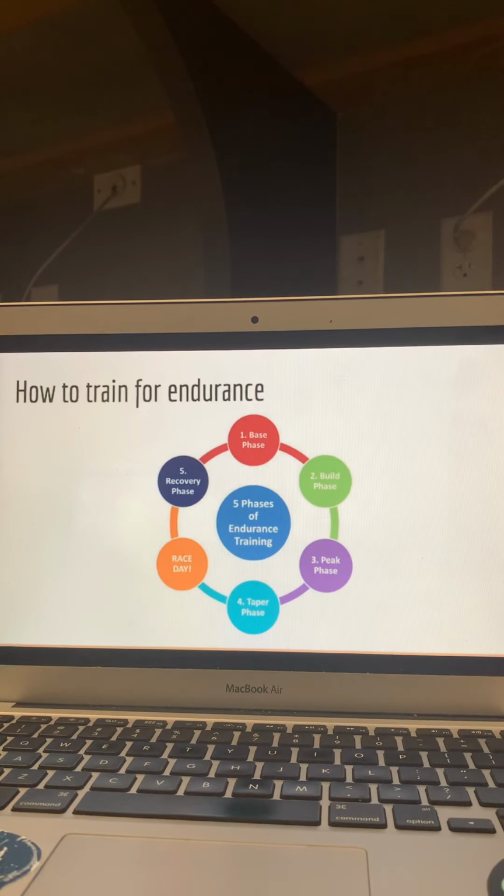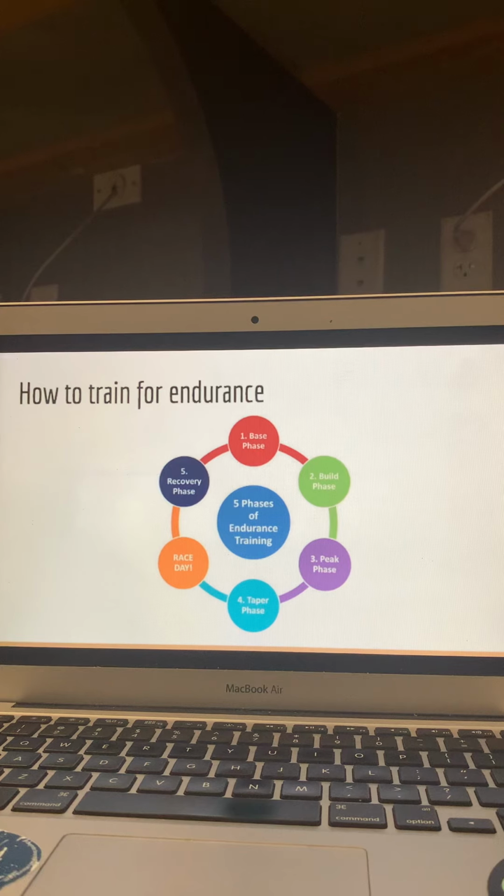Then you hit race day, and all of your effort and work put into endurance training will be paid off, or not, depending on what you put into it. And then after race day, what's really important is the recovery phase. Here's when your body reacts to all of that training, and it lasts about 2 to 5 weeks. It's low intensity activities and workouts. This phase mainly focuses on mentally and physically recovering from the lengthy training cycle that you just endured.